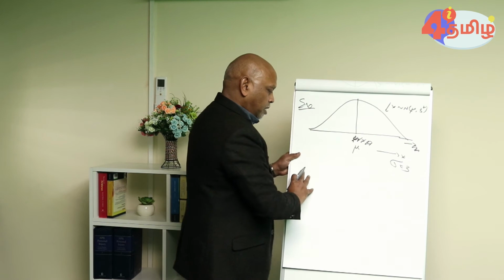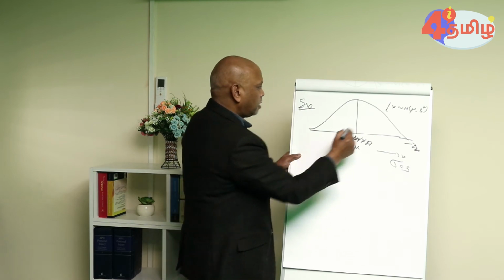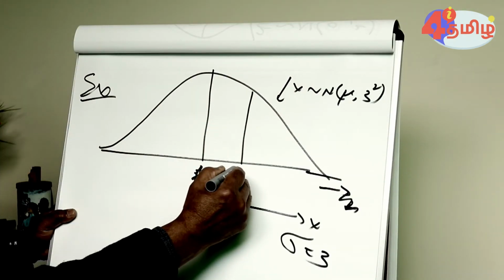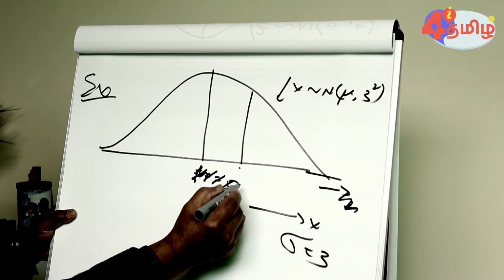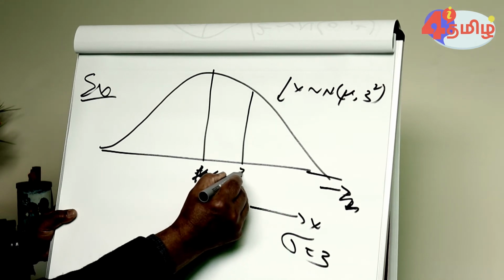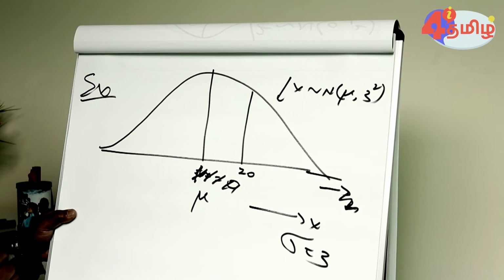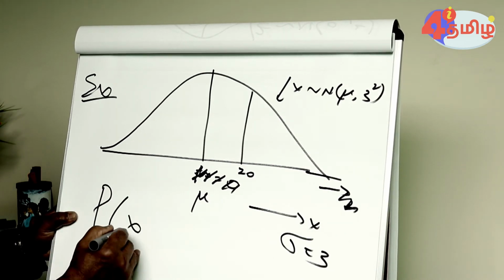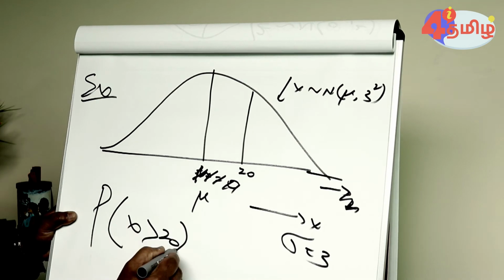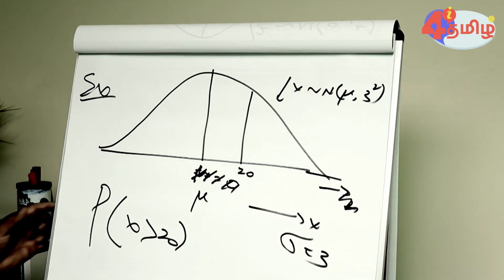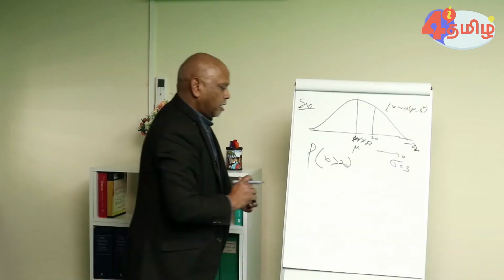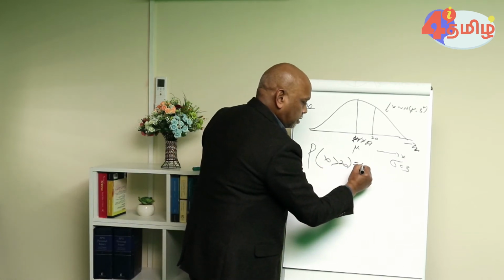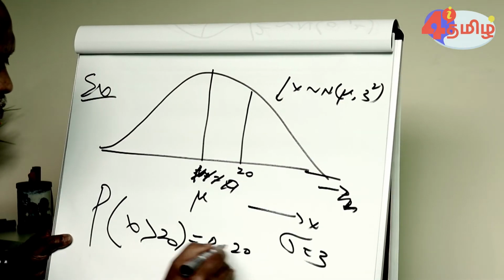The question is to find the value of x, say, that is 20, greater than 20. So the question is to find P(X greater than 20), which is given as 0.20.